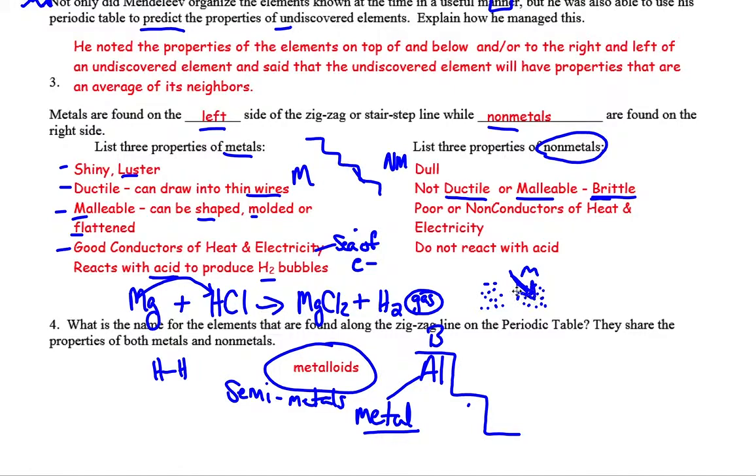A lot of them are gases. But if you hit a nonmetal, it's just going to shatter. It's going to break into a billion pieces. They're not really good conductors of heat and electricity, and they don't react with acid. You drop a nonmetal in, and it just kind of sits there.